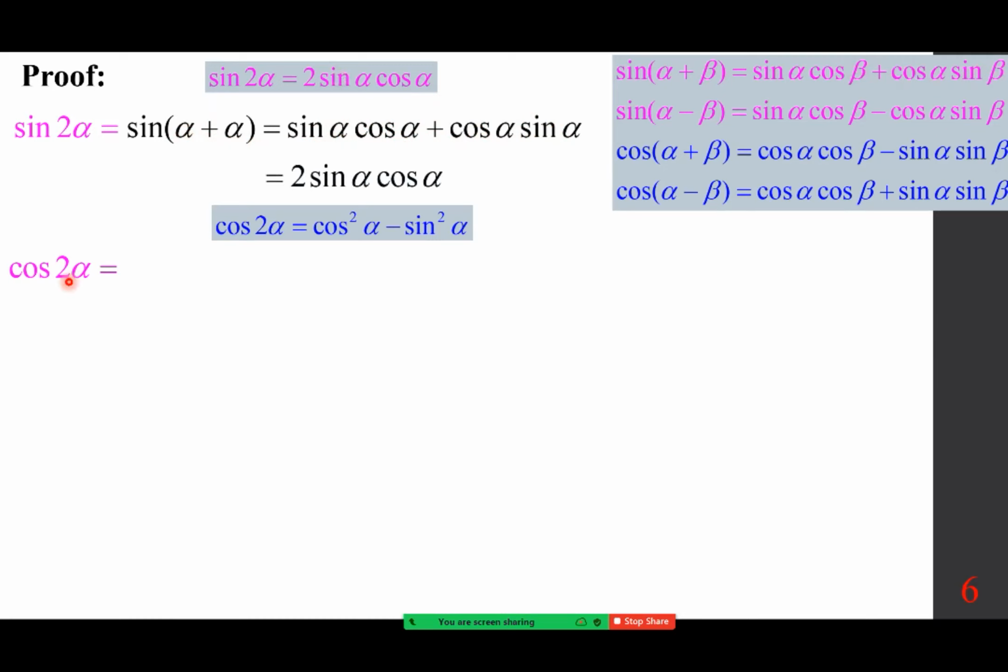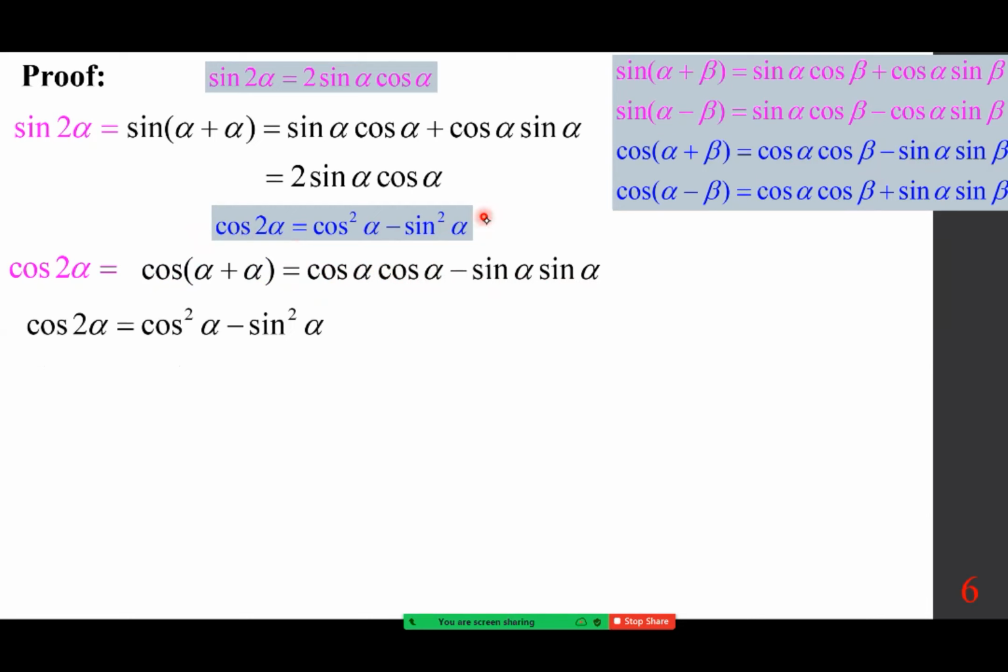For cosine 2 alpha, we're going to do the same thing. We're going to write that as cosine of alpha plus alpha. So in this formula, we are going to use alpha plus alpha, which means we're going to replace the beta with alpha. When we do that, we get cosine alpha cosine beta changing to cosine alpha cosine alpha, minus sine alpha sine beta becomes minus sine alpha sine alpha. So now what do we have? Cosine squared alpha minus sine squared alpha. We proved this identity.